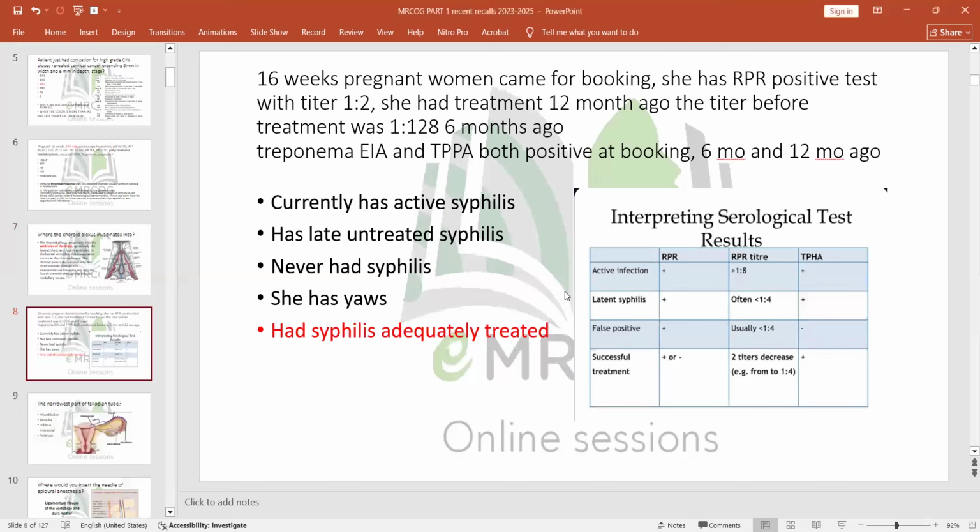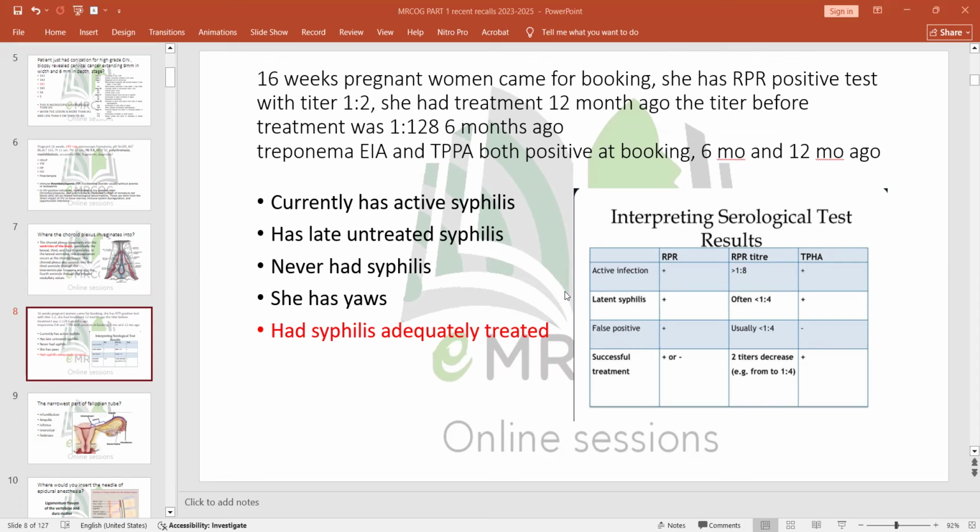Hopefully. Okay. This one also was a new question, but not totally new. The new thing is, they now mention the titer of the RPR test. This is a scenario of syphilis serology, and syphilis serology is very famous in the exam, just like hepatitis. And they were telling you that the RPR titer was 1 to 2. Now, and she had a treatment 12 months ago. The titer before the treatment was 1 to 128.